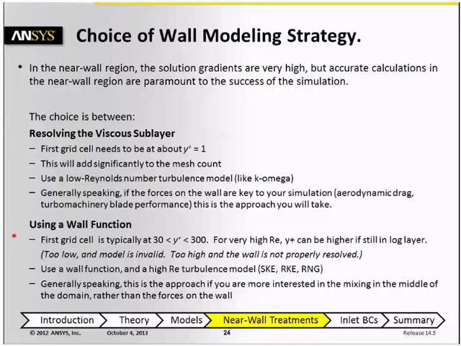If you elect to use wall functions, then the first grid cell should be located in the logarithmic layer that we saw on the previous slide. In many cases, this means that the y plus value of the cell should be between 30 and 300. It's important to point out, though, that this is not an absolute guideline for the y plus value.